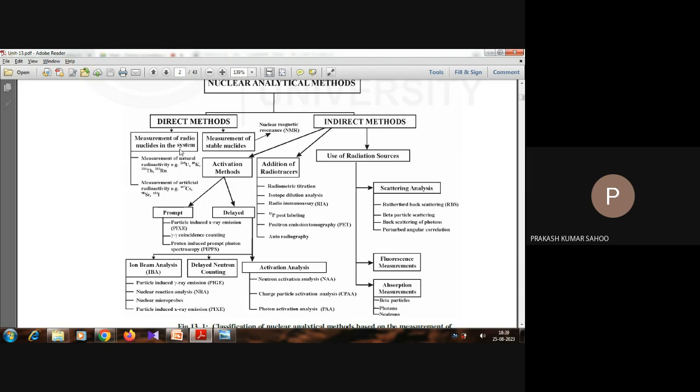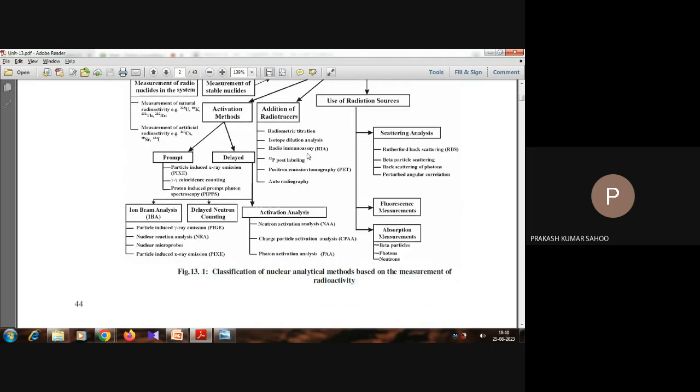measurement of radionuclide in the system, and measurement of stable nuclide. Under this, we have measurement of natural radioactivity and measurement of artificial radioactivity, and in measurement of stable nuclide, we have NMR, that is nuclear magnetic resonance spectroscopy. Then under indirect, we have another part, activation method, prompt and delayed. In the delayed we have ion beam energy analysis and delayed neutron counting.